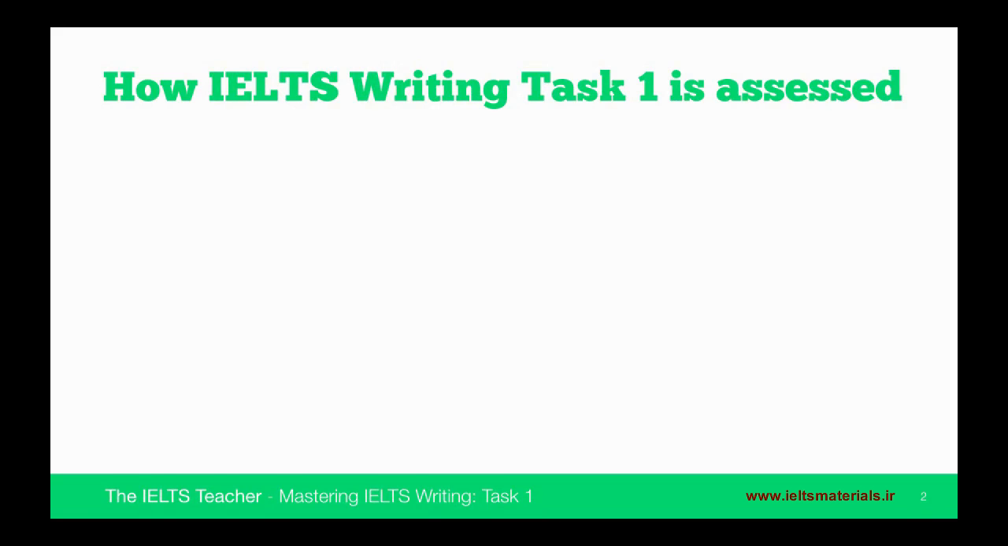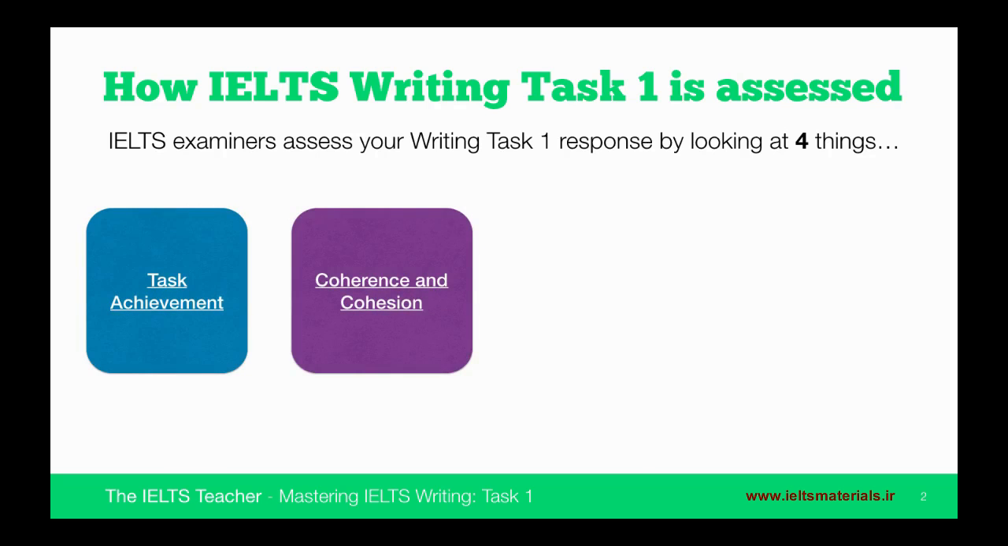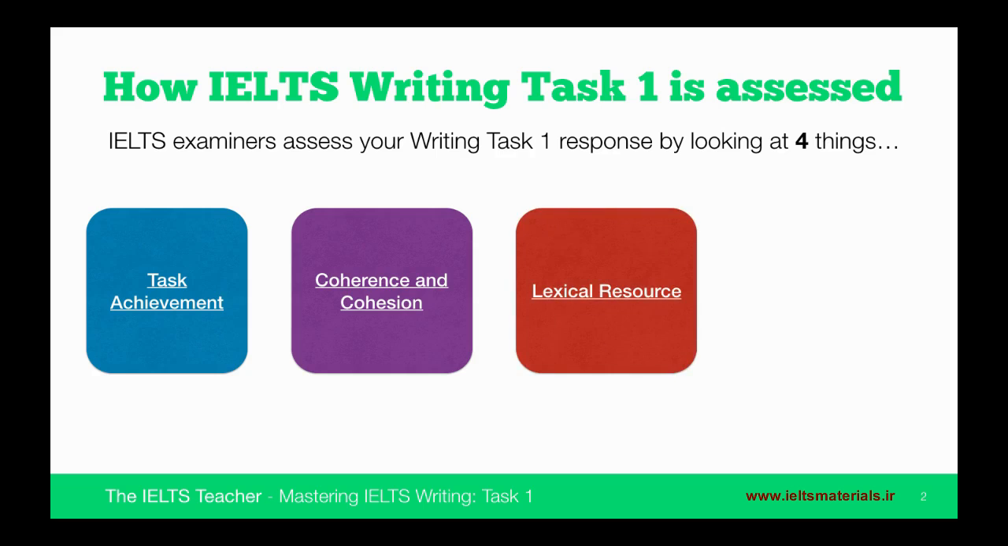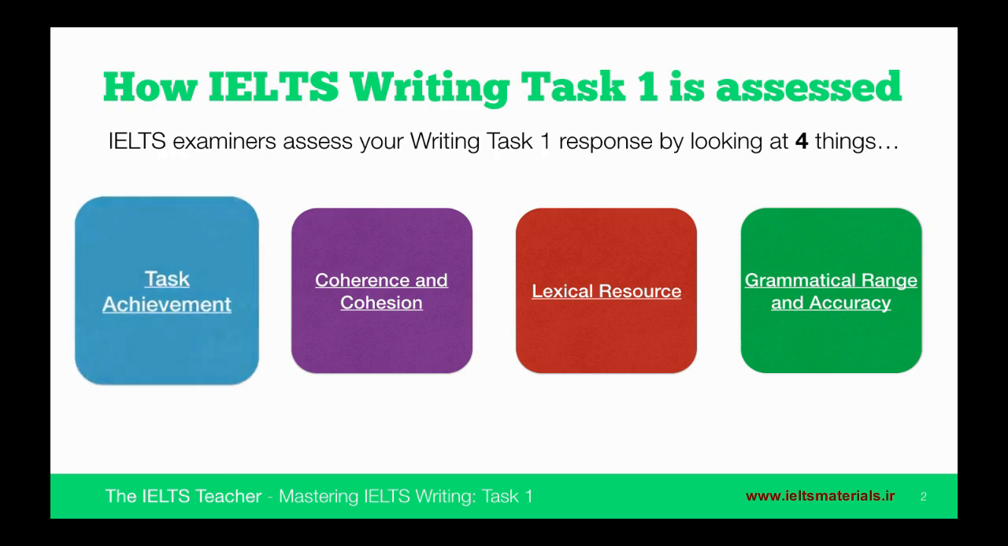So, how is IELTS Writing Task 1 assessed? Well, the band descriptors are made up of 4 categories, and we'll look at the titles of these categories now. We have task achievement, coherence and cohesion, lexical resource, essentially vocabulary, and grammatical range and accuracy. And what this lecture is going to do is look at each band descriptor category title and then look at the requirements for how to achieve a band 7 in each one. Let's get started by looking at task achievement.